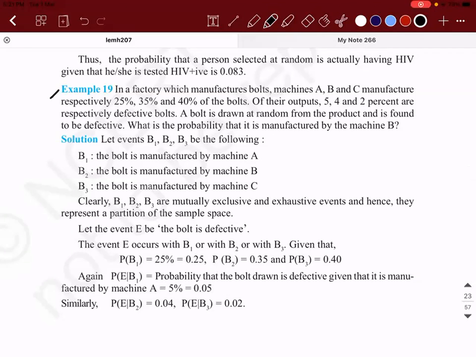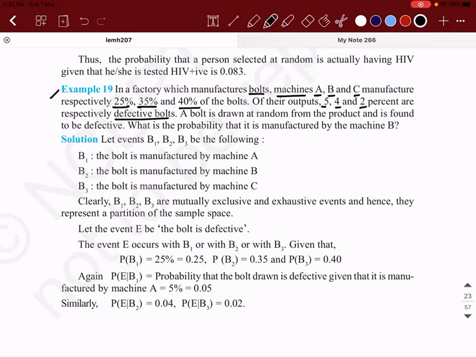So this is also a good problem. In a factory which manufactures bolts, there are three machines. Machines A, B, and C manufacture respectively 25%, 35%, and 40% of the bolts. Even before you proceed, since it is given in percentage, the sum of all the three should give you 100. Check that: 40 plus 35 is 75, plus 25 is 100. So 100% is produced only from these three machines. Of their outputs, 5, 4, and 2% are respectively defective bolts.